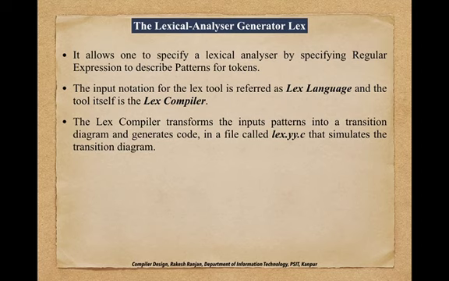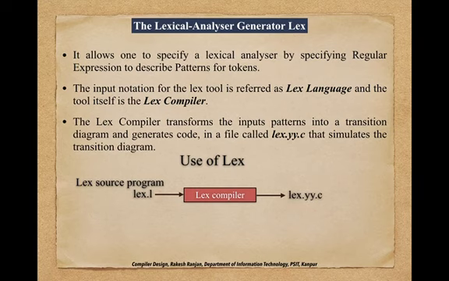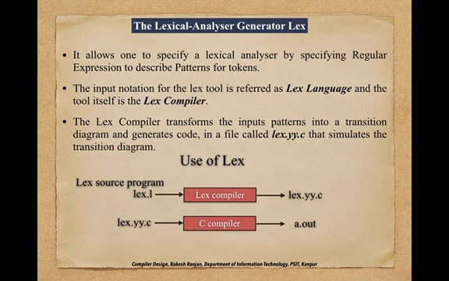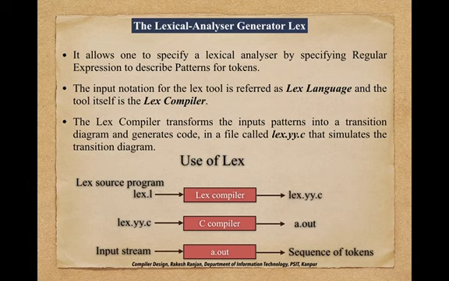The Lex compiler transforms the input patterns into a transition diagram and generates code in a file called lex.yy.c that simulates the transition diagram. The use of Lex: how to use Lex? We have a Lex compiler. We can give the input file lex.l as input, and it provides lex.yy.c as output. This lex.yy.c is a simple C program, which can be compiled to give a.out. This C program provides the transition diagram, and finally once we have the a.out, we can give the input stream, and it provides the sequence of tokens.